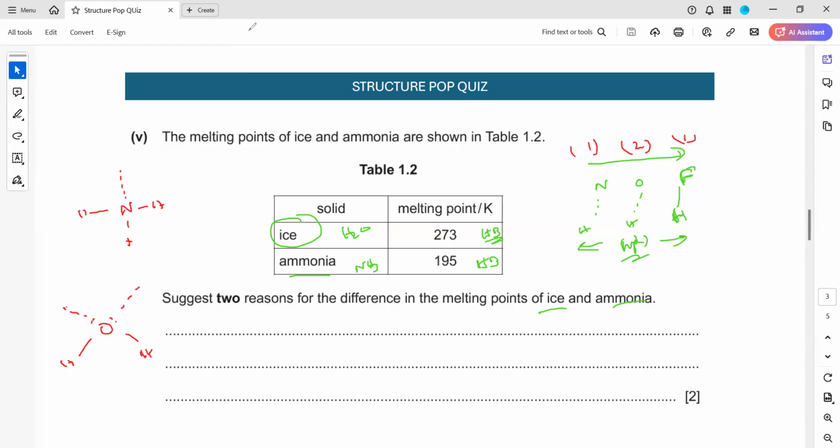So two reasons. One is oxygen has a greater electronegativity, so the hydrogen bonds are stronger in water or ice, you can say. The second thing is H2O molecules form two hydrogen bonds per molecule as compared to NH3. Is it clear, this one, the reason?